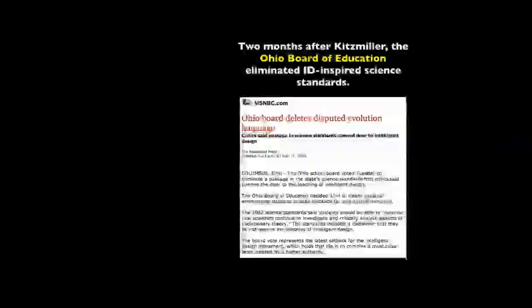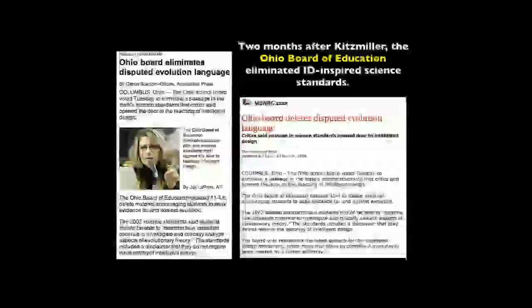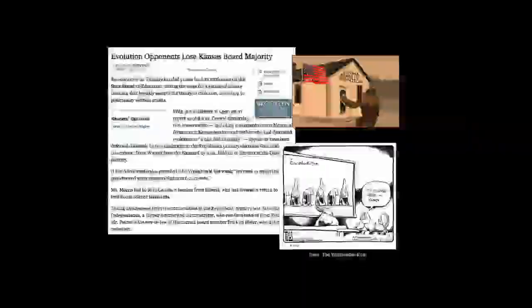This had nationwide effect. Two months after the Kitzmiller decision, right here in Ohio, the Board of Education, looking across the border at what happened in Pennsylvania, eliminated the ID-biased science standards. This also happens to coincide with the school board election in the state of Kansas. Kansas had been infamous for anti-evolution activity. Pro-science candidates swept the school board elections in Kansas as well.